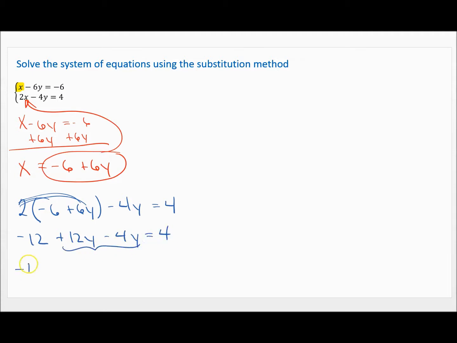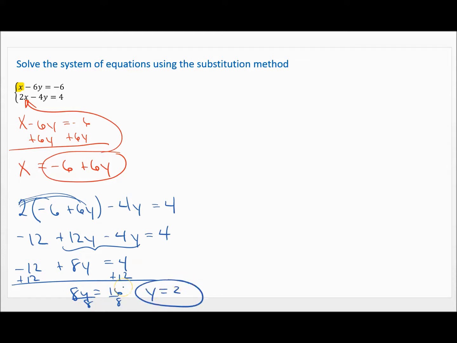Then you combine like terms. Negative 12 plus 8y is equal to 4, and then you solve for y. In this case, we'll add 12 to both sides. That gives me 8y is equal to 16. I divide both sides by 8 to get y is equal to 2. So we're halfway done.